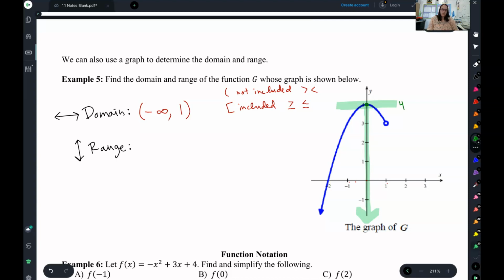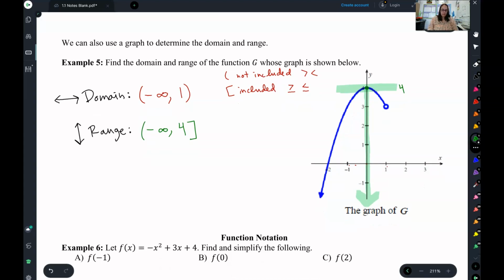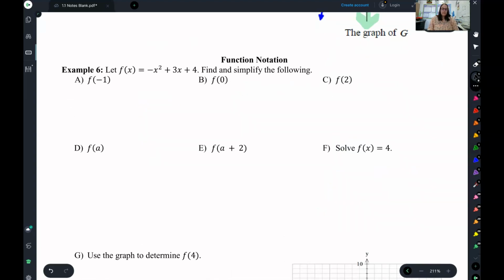So once again, how do we say this? How do I say down and down forever and ever? Well, that'd be negative infinity because it's down. And then the highest y value I reach is 4. And notice this time I can include 4 because the graph is touching it. So I want a bracket. And once again, infinities get parentheses because you can't include them. So there we have it. There's a graph. Now let's talk about some function notation.